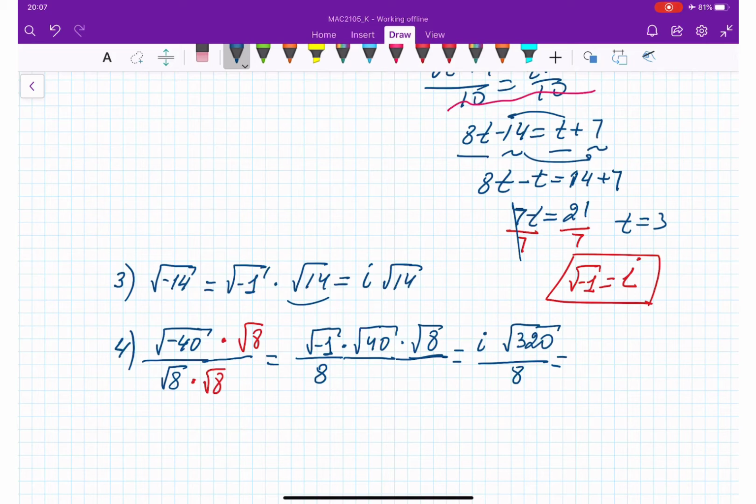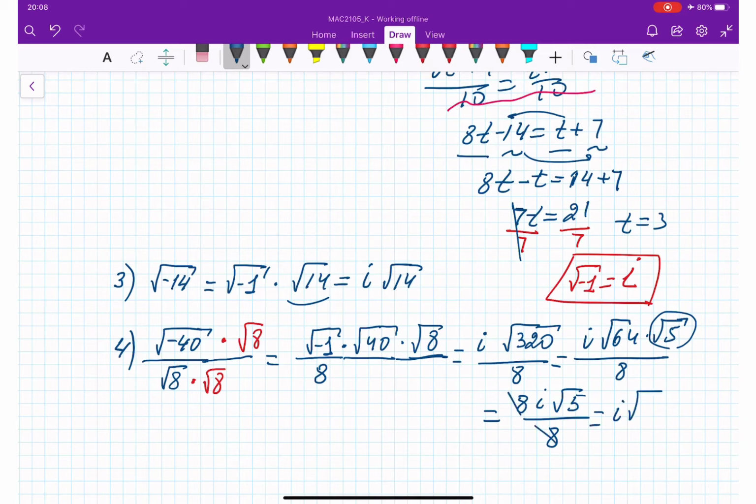So to get square root, let me think. 320, 16 times 20. Although we have square root of 16, it's 4, but 20 you can break down more and get more of it. The best combination is going to be 64 times 5. It's going to be 320. Why? Because 5 is a prime number, and square root 64, 8 will come out. So I will have 8i square root 5 over 8. So 8 and 8 is gone, and we get i square root of 5.